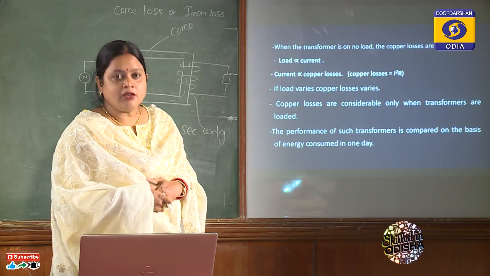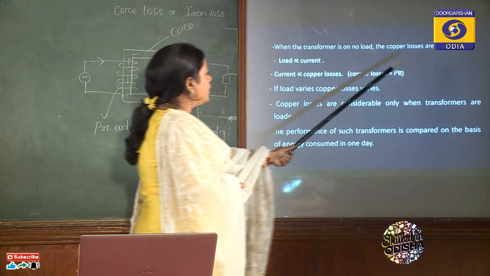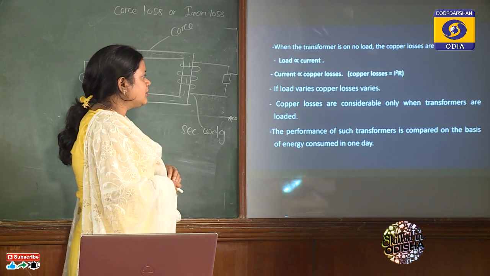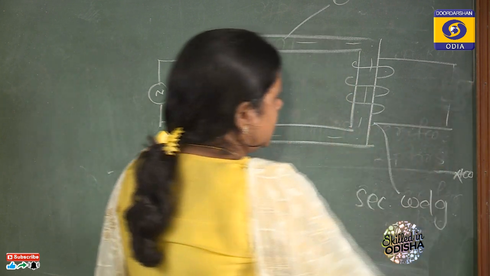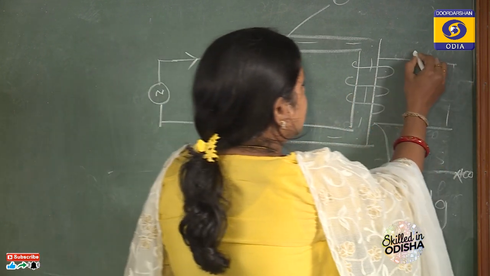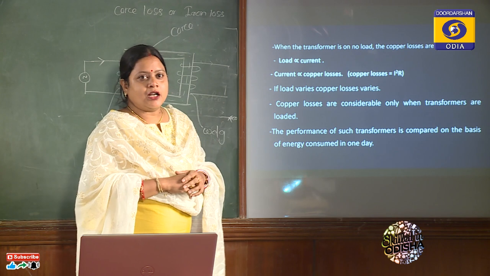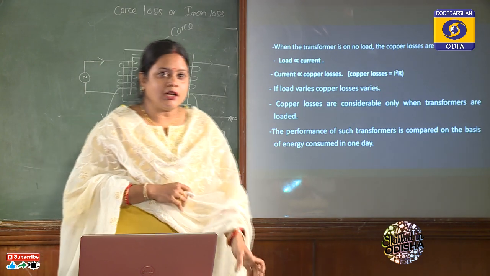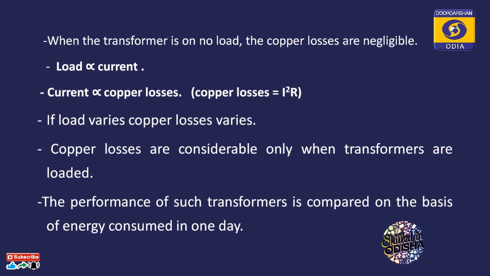So how does the copper loss vary? We know that when there is no load, the copper losses are negligible. Why negligible? Because load is directly proportional to current. When we do not give any load, the secondary side current is 0. So load is directly proportional to the current, and when current is 0, copper losses will be 0. That is I square R. Copper loss is equal to I square R. So when the transformer is on no load, copper loss is 0.